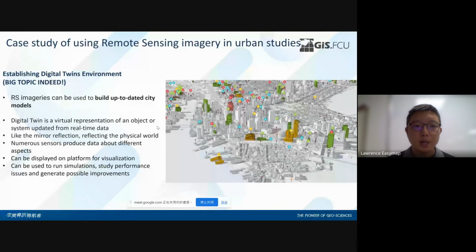So it can be displayed on a platform for visualization, and it is very interesting. Also, in order to establish the digital world, you need to have some up-to-date images. And where do those images come from? From remote sensors. It can be satellite images, or maybe very pretty 3D models generated from UAV images.